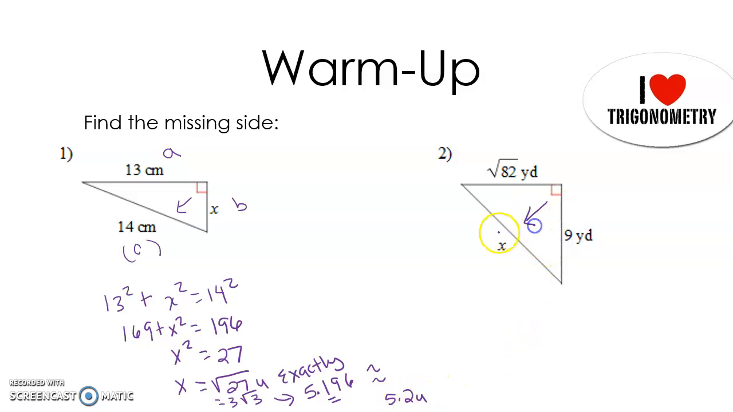This time I'm looking for C. So I'm going to take the square root of 82 yards and square it, plus my 9 yards and square it. It's going to equal my x squared. The square root of 82 squared is the square root of 82 times the square root of 82. This is going to cancel each other out. Remember, a square and a square root are opposite operations.